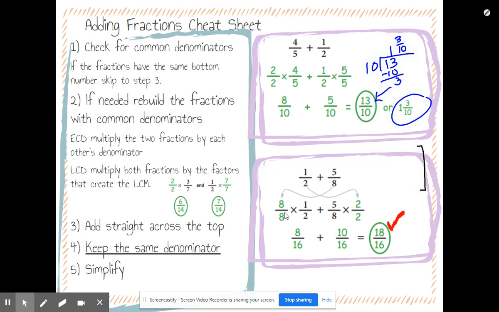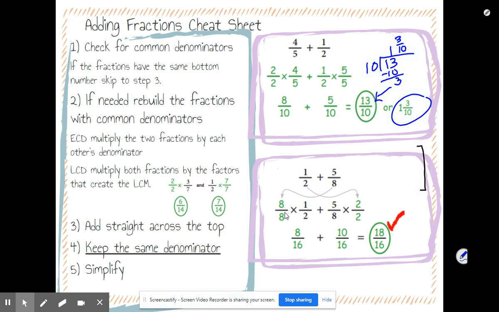Yes or no? No. So I take the 8 from here and I multiply this side, the 1/2 by 8/8. I'm going to multiply 5/8 by 2/2. So then I get 8/16 on this side, and then I get 10/16 on this side, and my answer is 18/16. 8 plus 10 is 18. But I've marked it wrong.